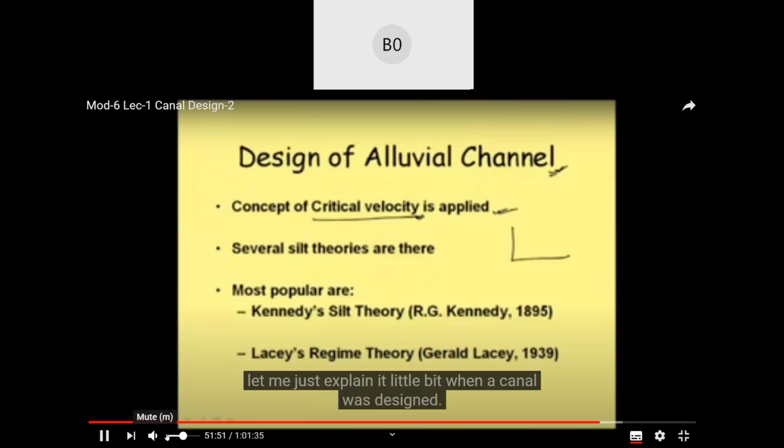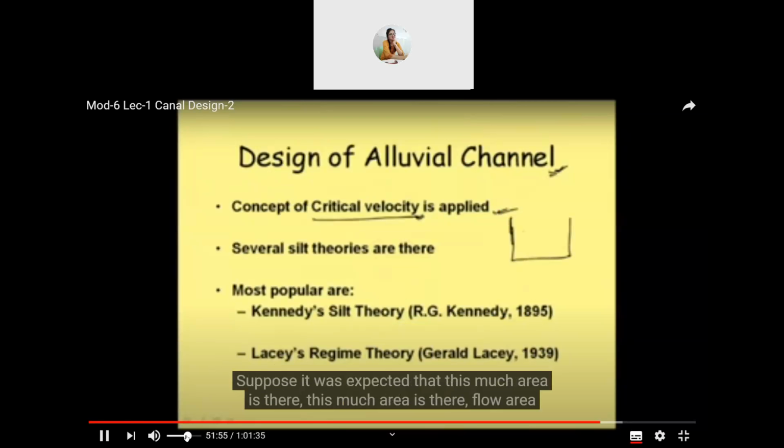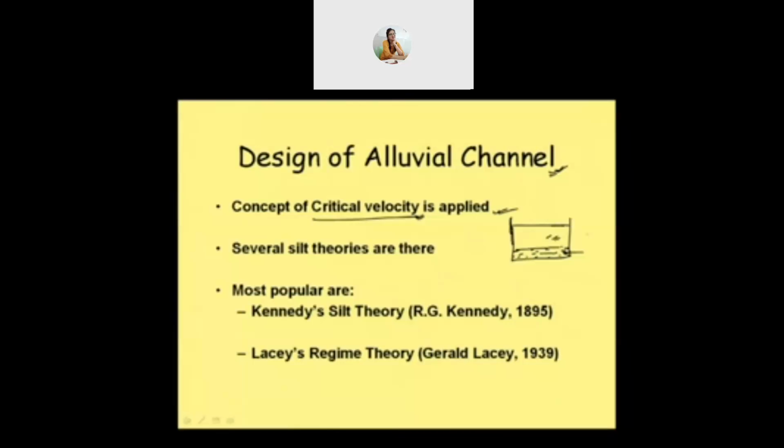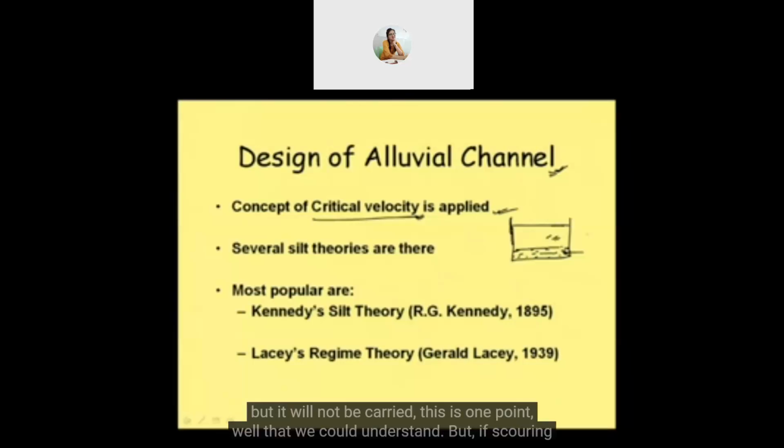Let me just explain it a little bit. When a canal was designed, suppose it was expected that this much flow area will be there, and sediment deposition has taken place, so its capacity has reduced. Now its remaining sectional area is only this much because of sediment deposition. So when the capacity reduces, suppose we expected that this much water will be carried, but it will not be carried. This is one point.